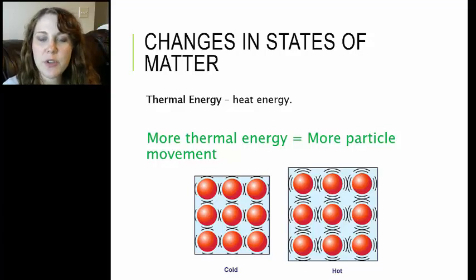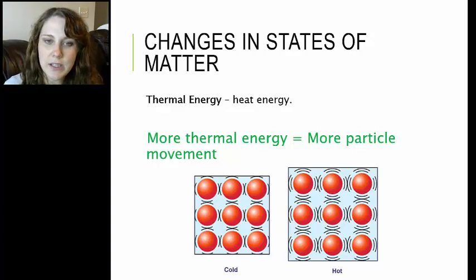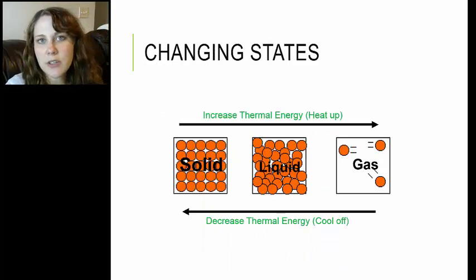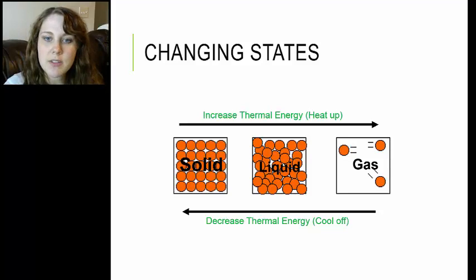A quick definition for you guys, thermal energy. When I'm talking about thermal energy, I'm talking about heat. Basically, the rule is the more thermal energy that you add to a substance, the more particle movement there will be. What that means is as you increase the temperature or you heat something up, you're going from a solid state to a liquid state to a gas state.